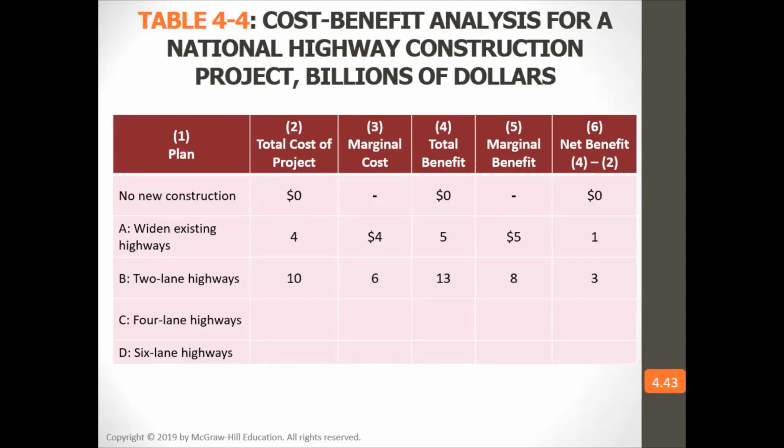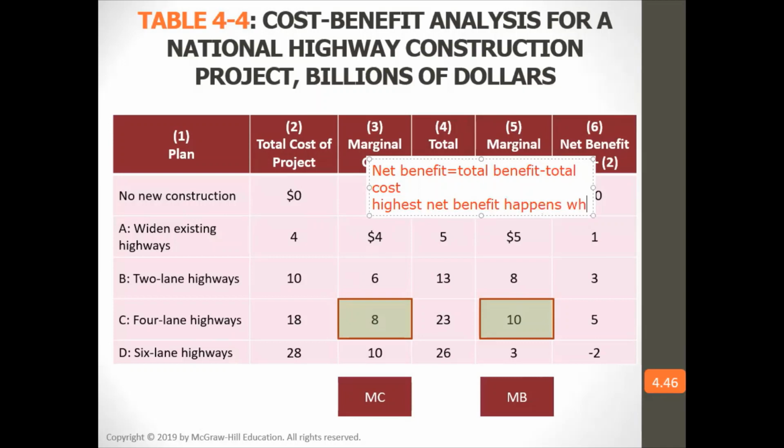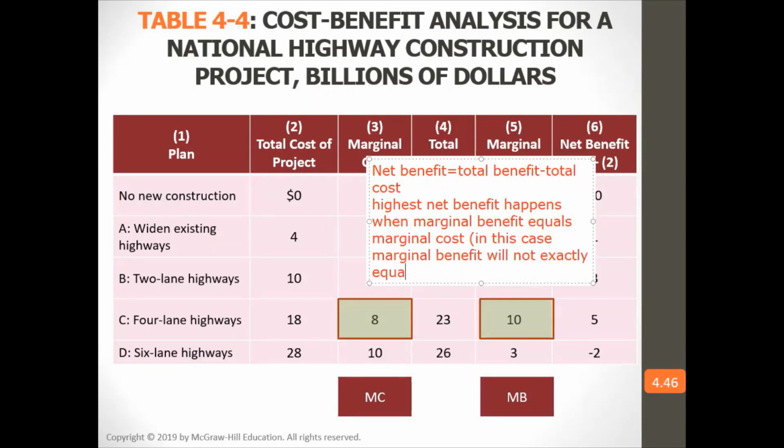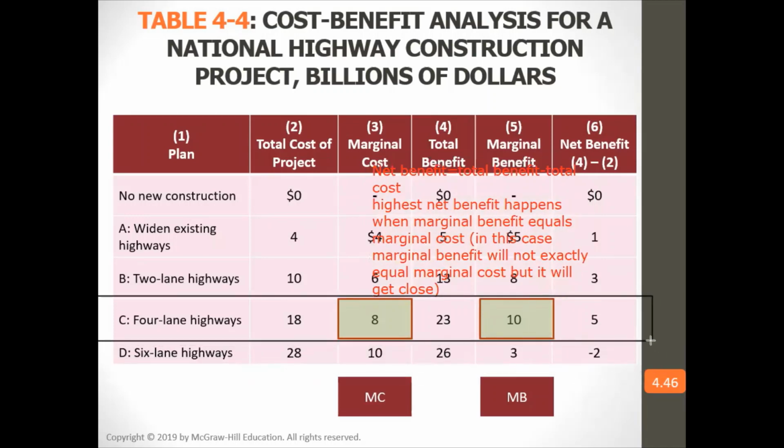So in this case, net benefit is total benefit minus total cost. And the highest net benefit happens when marginal benefit equals marginal cost. In this case, marginal benefit will not exactly equal marginal cost, but it will get close. So this is the closest we'll get, where it's 8 and 10. So they're almost equal, and then net benefit is the highest at 5.